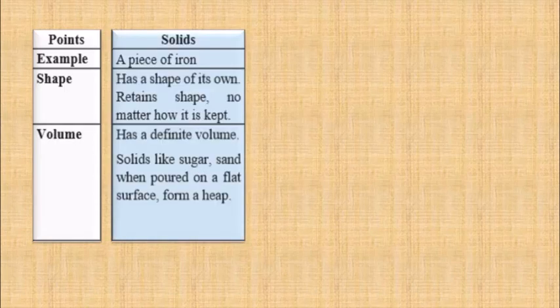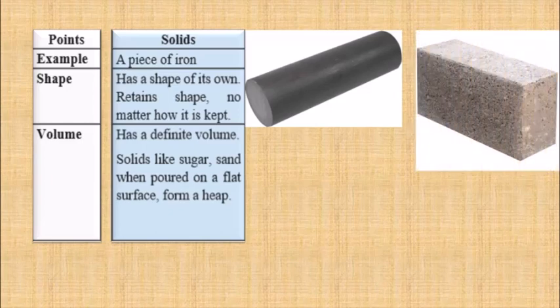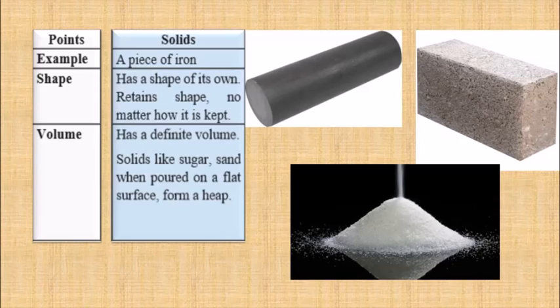First is solid. Solids like iron or a piece of wood, if we look at them and touch them and try to squeeze them or throw them, we can know that they have their own shape and they do not retain any other shape just by squeezing or keeping it anyhow. They also have a definite volume. Also, solids like sugar and sand, when poured on a flat surface, form a heap.